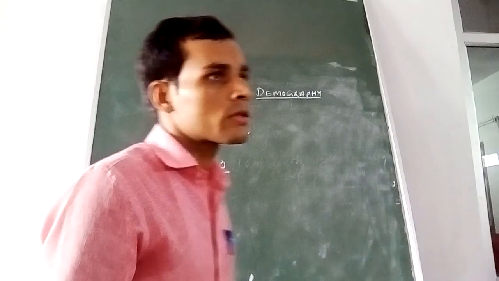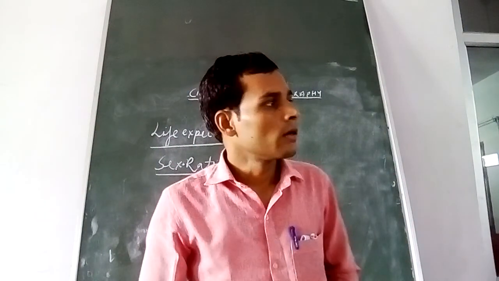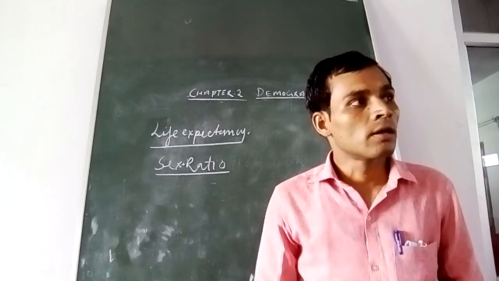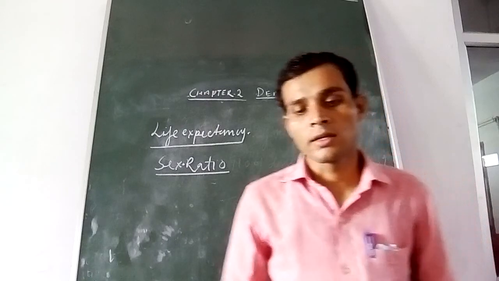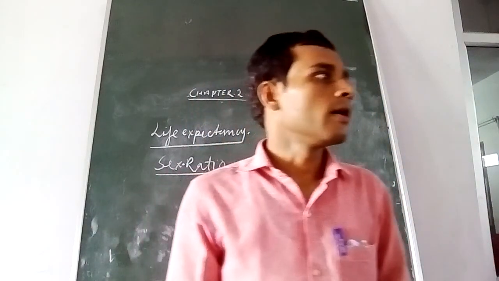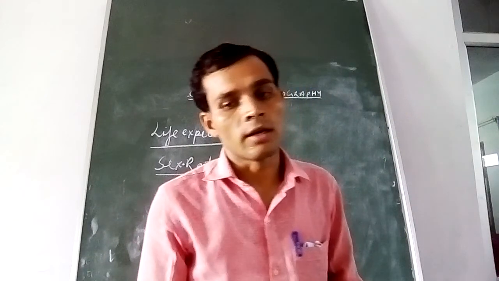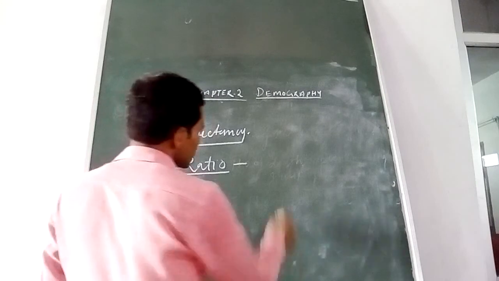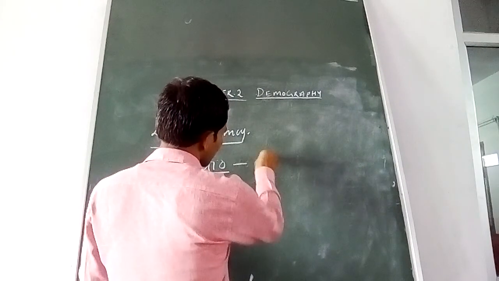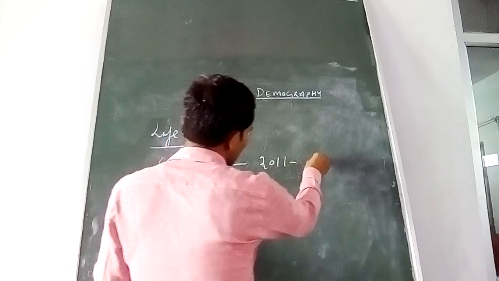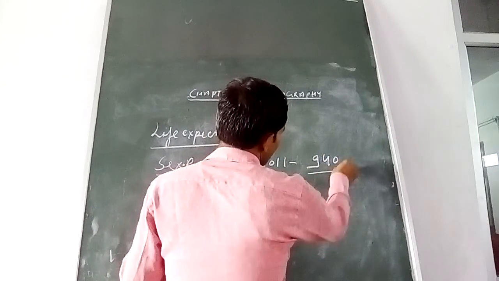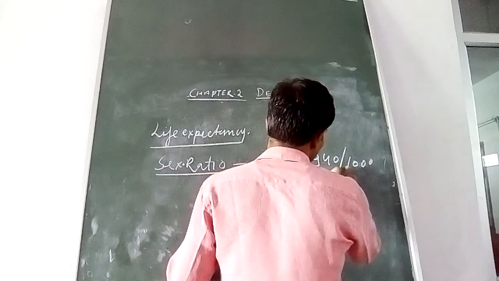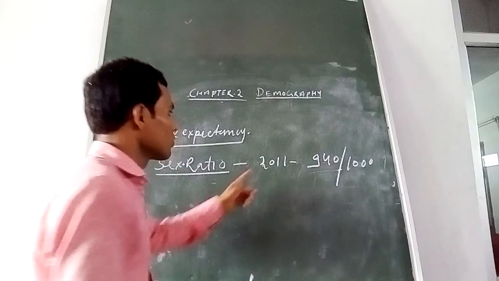This refers to the number of females calculated per 1000 males in a particular area, in a particular state, in a particular country. According to the census of 2011, India has 940 females per 1000 men. This is the sex ratio according to 2011.